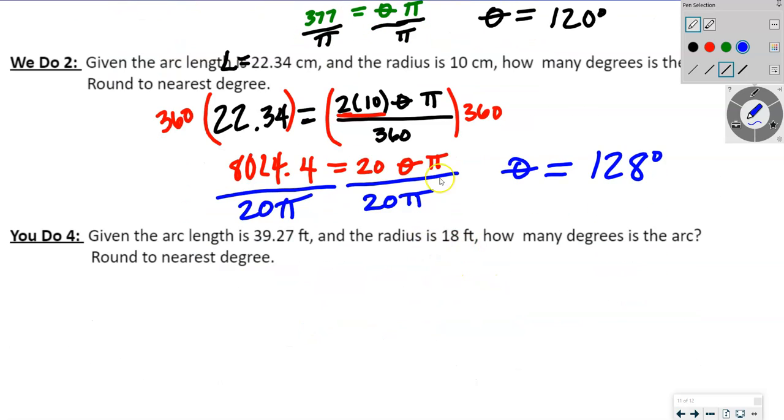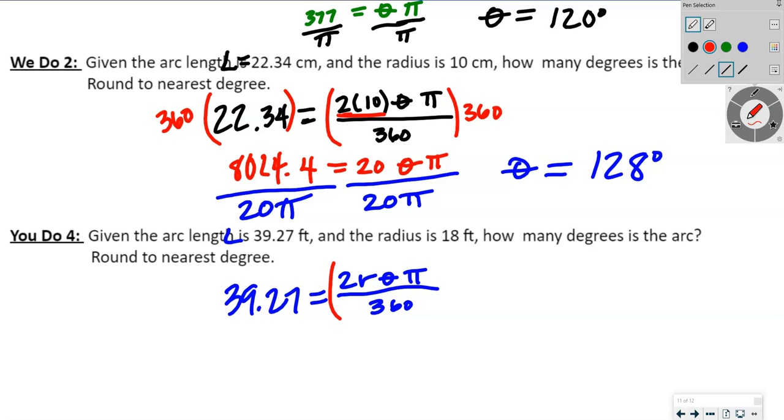Now you go ahead and do this one. Come back to me when you're done. All right, so this is length again. So this is 39.27 is equal to 2 times the radius times theta times pi over 360. I'm going to step it out like we did before. Multiply both sides by 360. And again, you can do it whichever way you want as far as our next step is concerned. Oh, radius, sorry. I didn't put the radius in there, did I? 2 times 18. My bad. 2 times 18, right?